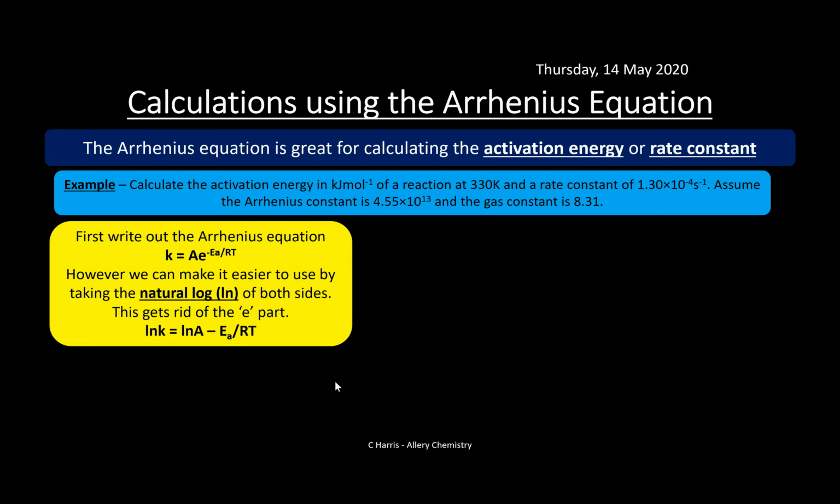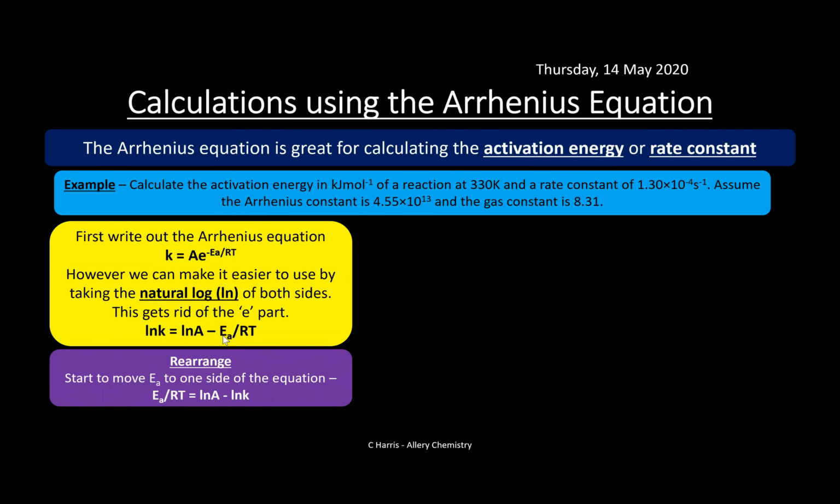First of all, we're going to write out the Arrhenius equation. That's K equals A e to the minus Ea over RT. However, thankfully, we can make it a bit simpler by taking the natural log of both sides, and we get rid of that e part, which is probably the scariest bit, let's be honest. So we do ln K, and that equals ln A, and then it's just minus Ea over RT. There's not a single e inside, so that's good. So we've simplified it.